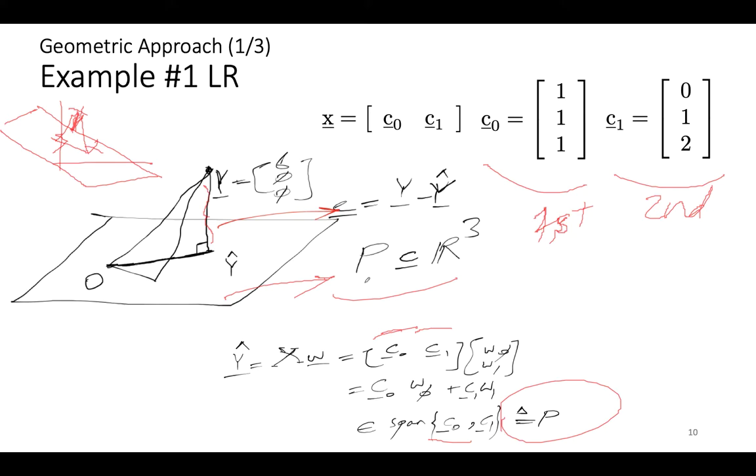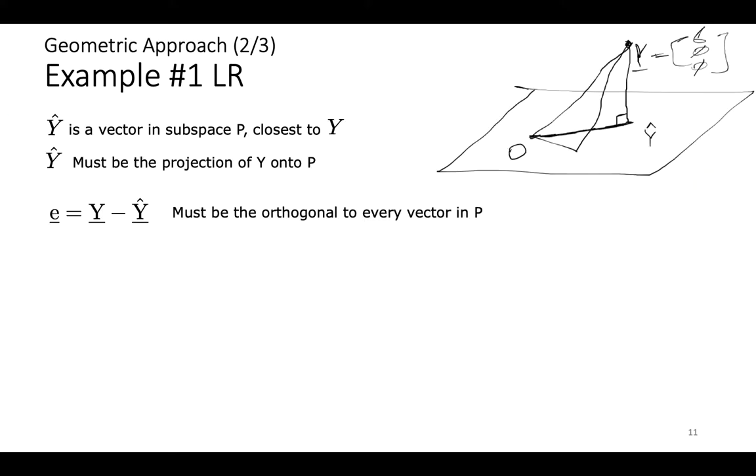So, y hat, as I mentioned, is a vector in subspace P closest to y. Why is this closest? Can anyone mention why? That's right, because there is no other line that has a shorter distance between these two, and that is because it's perpendicular. Also, y hat must be the projection of y onto P, and the error vector, calculated by the difference of these two, must also be orthogonal to every vector in P. So that was the case for us, that C1 and C0 were also orthogonal to E.